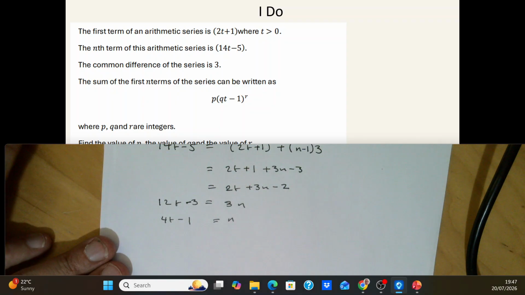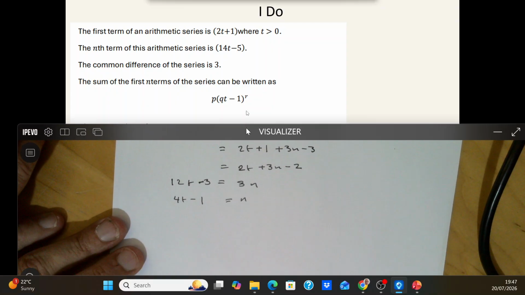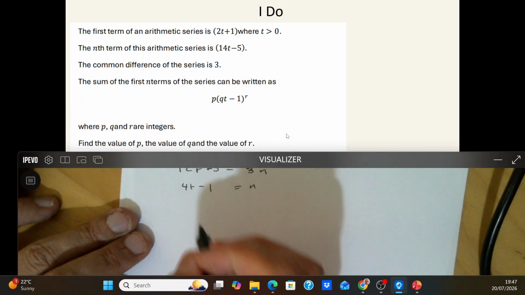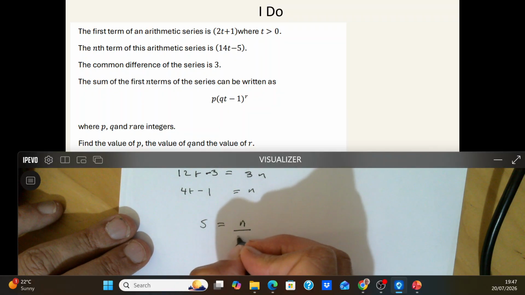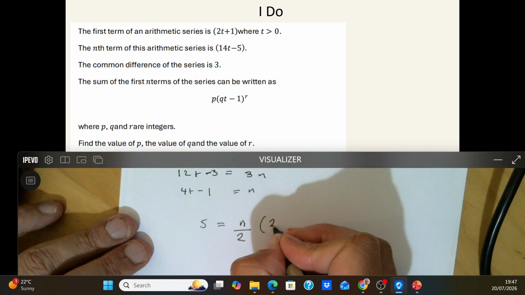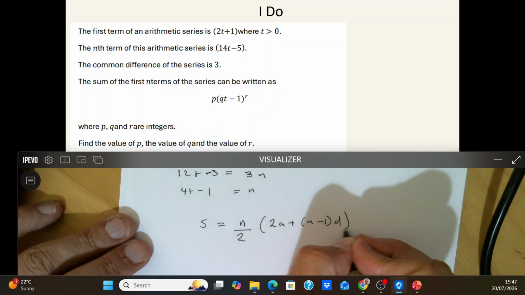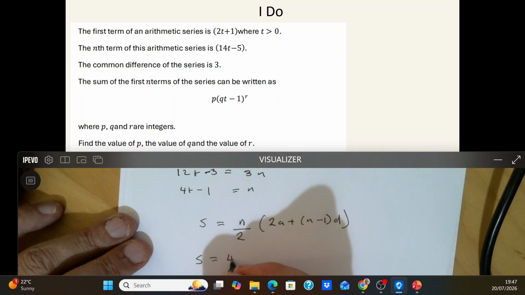And the question asks us, find the value and the sum of the series. So I need to work out an expression for the sum of the series. So the sum of the series is the number of terms in a series divided by 2 lots of the first term plus the number of terms minus 1 times by d. Right, we know n is 4t minus 1. We're dividing that by 2.